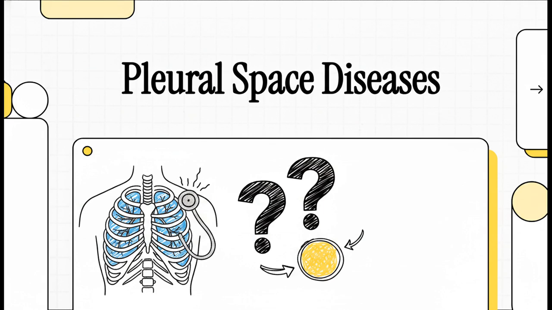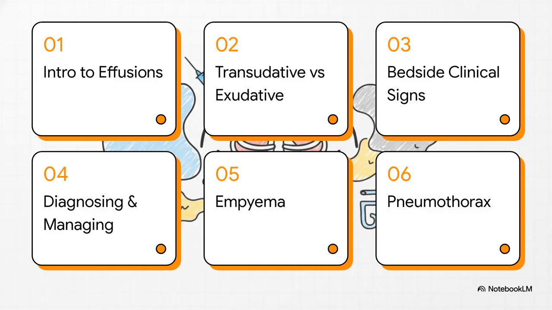Welcome to today's Explainer, where we're going to master pleural space diseases and really sharpen up those bedside diagnostic skills. All right, here's our clinical pathway for today. We'll start with an introduction to pleural effusions, followed by differentiating transudative versus exudative effusions. Then we'll cover primary bedside clinical signs, diagnosing and managing these cases, what happens when fluid becomes empyema, and finally, pneumothorax, when air enters the pleura.